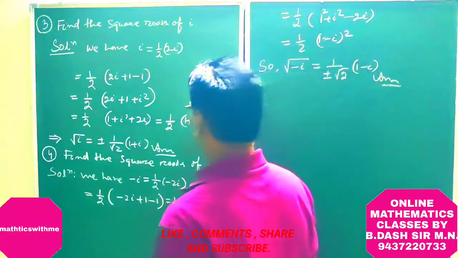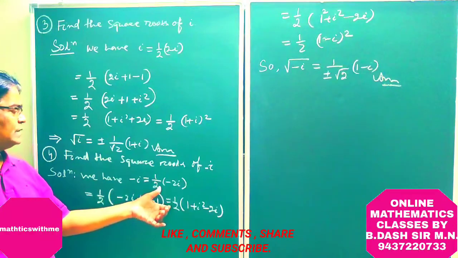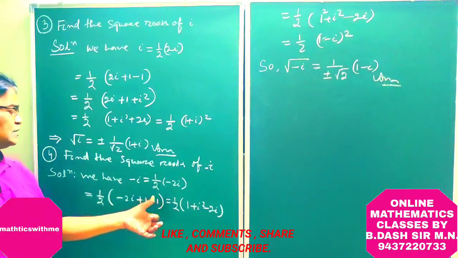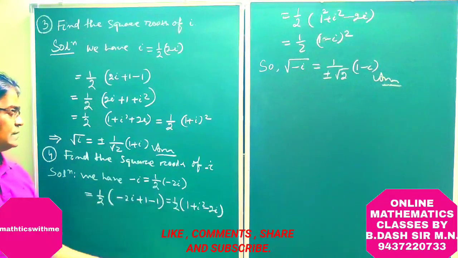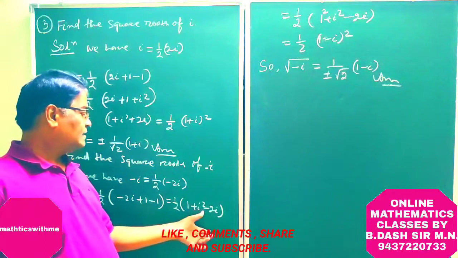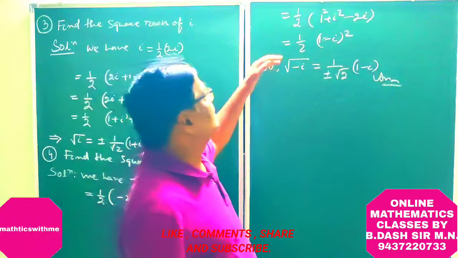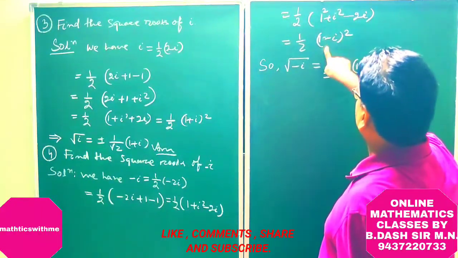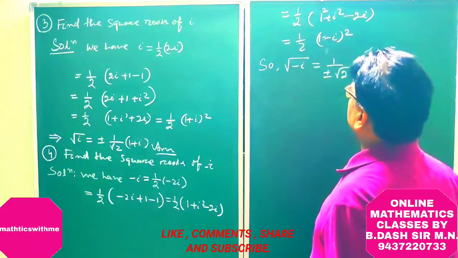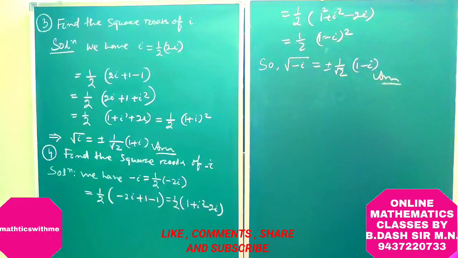So here the question is we have to find the square root of −i. Now we have −i = 1/2 × (−2i). So this −2i is adjusted as −2i + 1 − 1, which is 1 + i² − 2i, because i² is −1. This is 1/2 (1 − i)². So the root of −i is ±(1/√2)(1 − i).